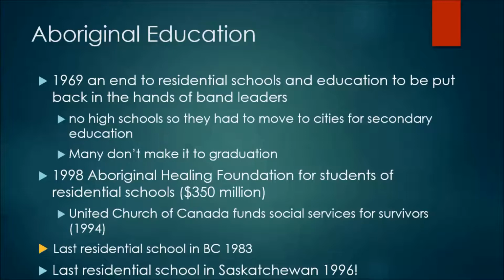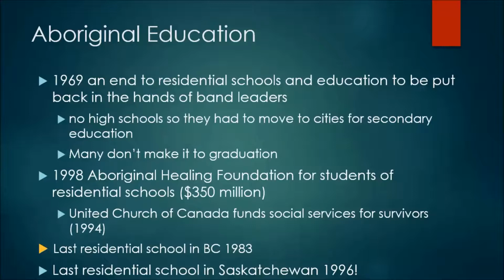To try to fix the wrongs done in the residential schools, in 1998, there's an Aboriginal Healing Fund that's put together. It's a one-time fund from the federal government. They put aside $350 million to fund programs that help Aboriginals deal with the situation and the trauma of being in residential schools. The United Church of Canada also decided to help out. They have a healing fund that started in 1994, taking some of the responsibility as the church to help Aboriginals out too because of the residential schools.